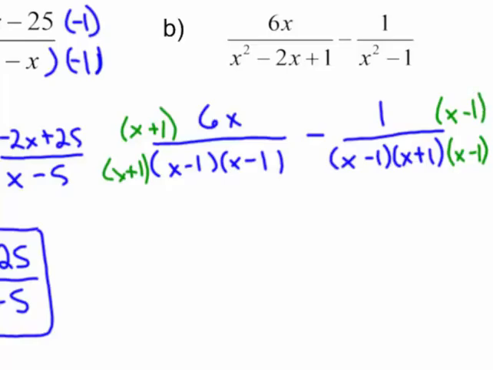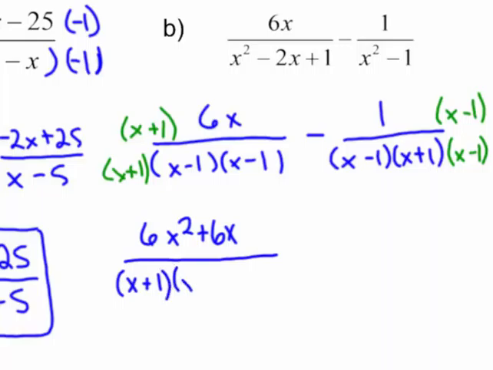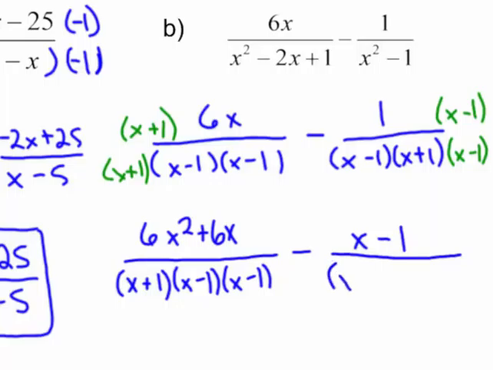So now I'm going to simplify the tops here. The bottoms are going to stay the same. On the top, 6x squared plus 6x. On the bottom, x plus 1, x minus 1, x minus 1. And then x times 1 is x, or 1 times negative 1 is negative 1 here.